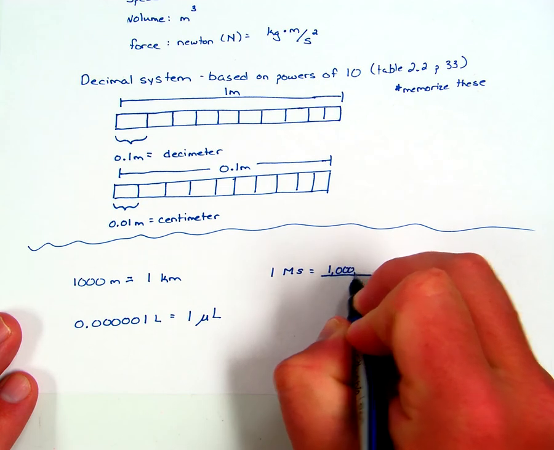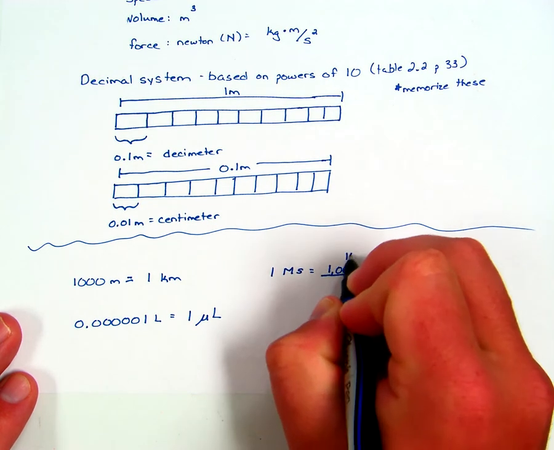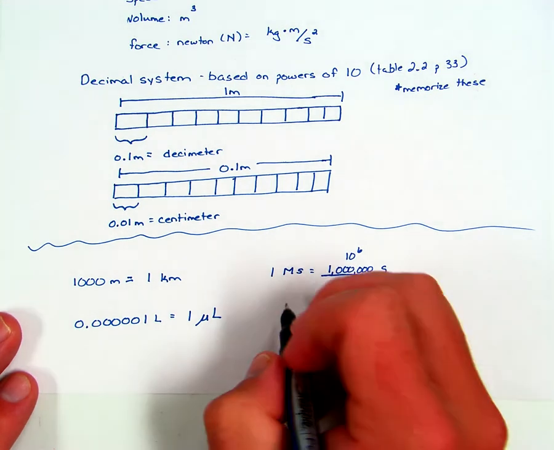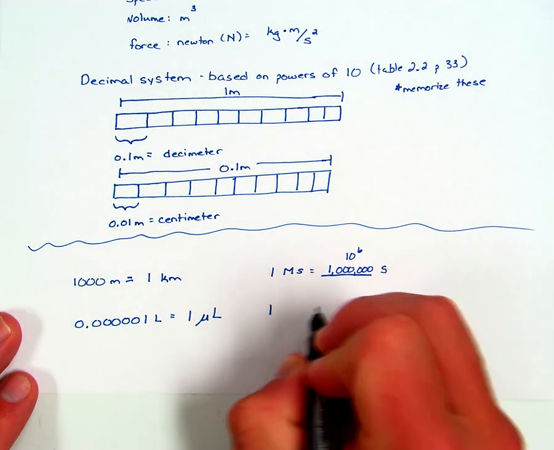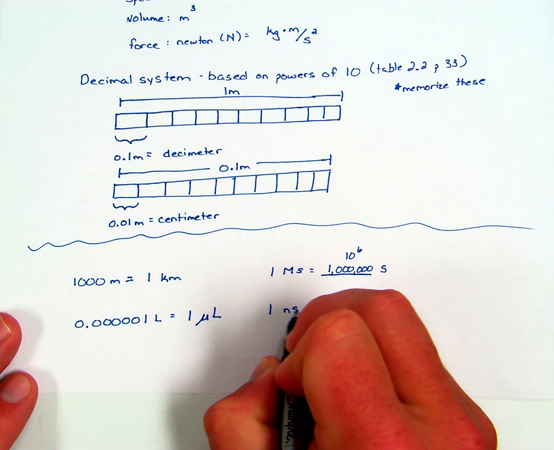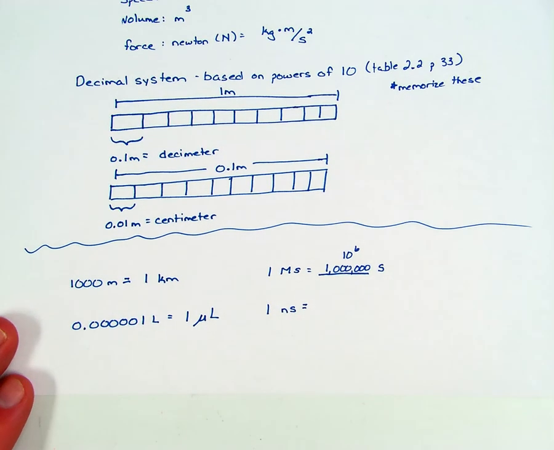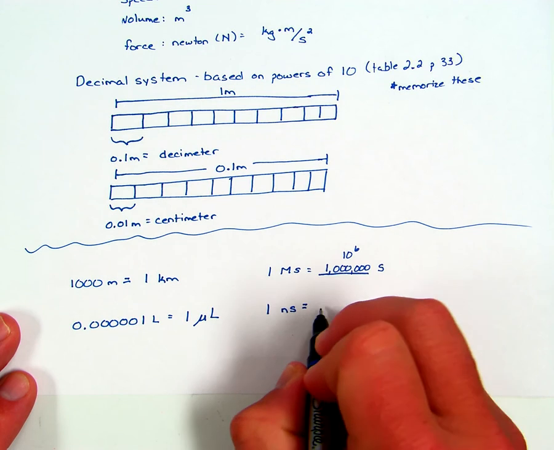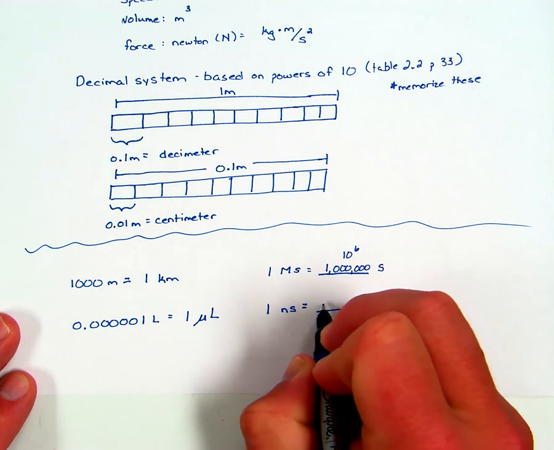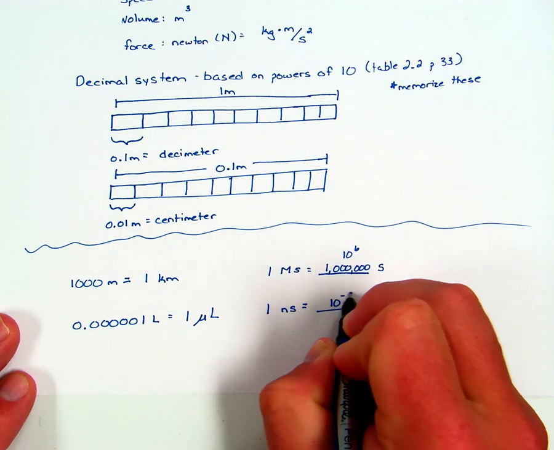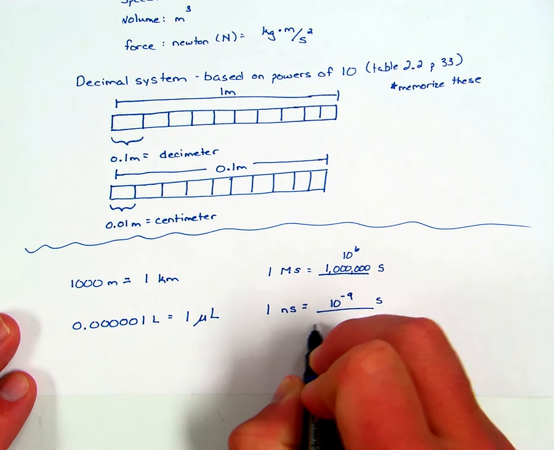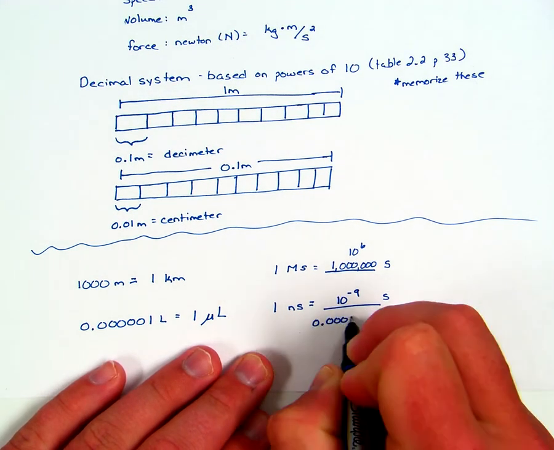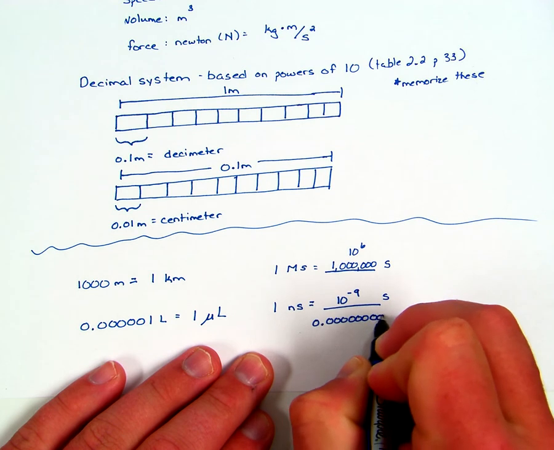Or say I had 1 nanosecond. If you look on your table, nano means a billionth. So this would be equal to a billionth, which is 10 to the negative 9th seconds. If you wanted that in decimal form, it would be 0.000000001. That's 8 zeros followed by a 1. Okay?